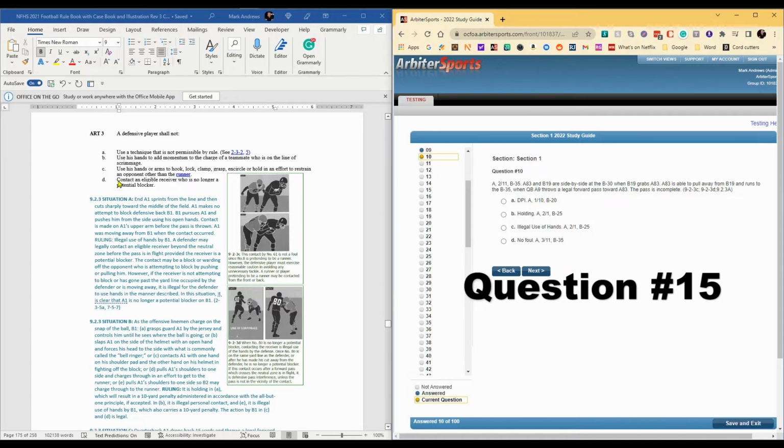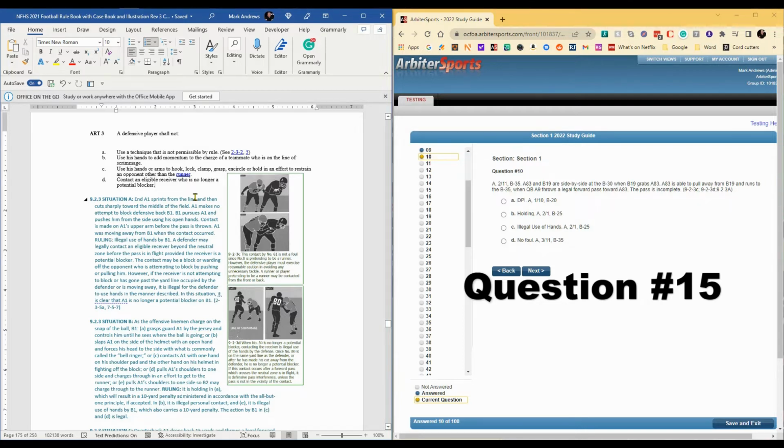Contact is a pretty nebulous term, right? But what they're really talking about is some sort of push, contact with the shoulder, not a hold. Okay? And this line right here, this is really important. Who is no longer a potential blocker. Because remember, receivers can block downfield. And it happens a lot. So it has to be obvious that the receiver is no longer a blocker. And that would be when the receiver is either past the defender or wide of the defender.